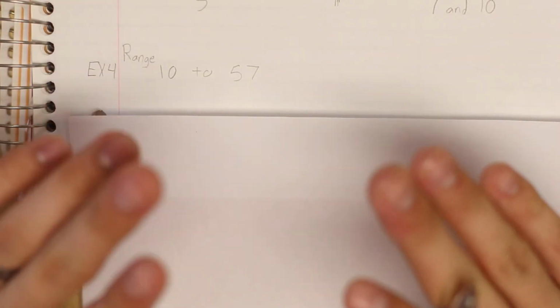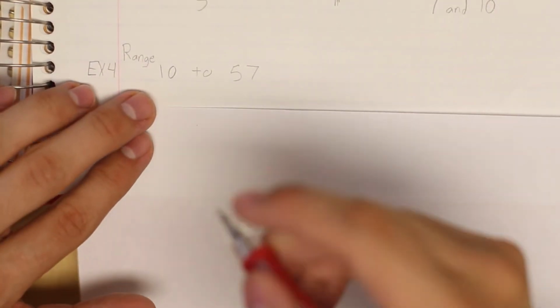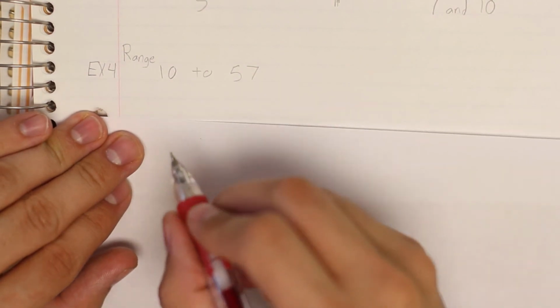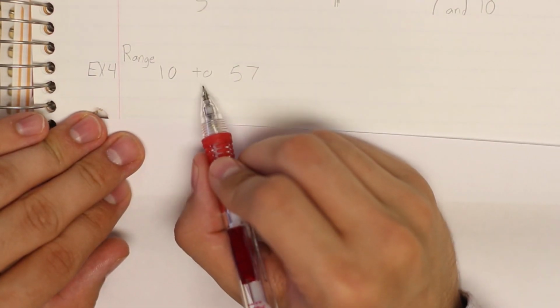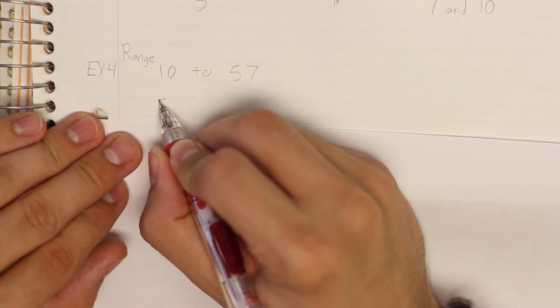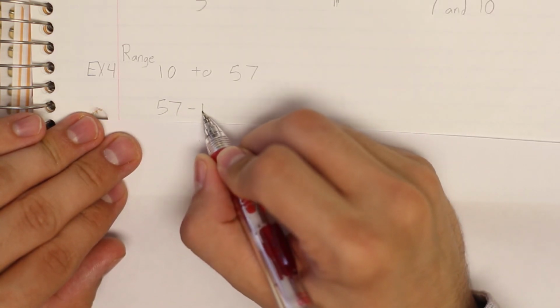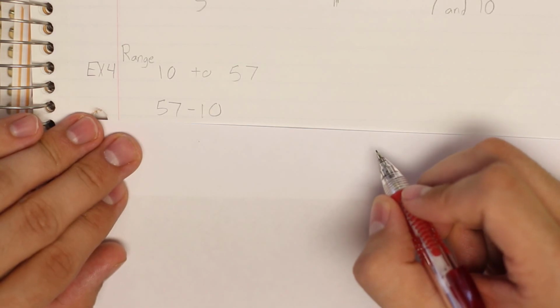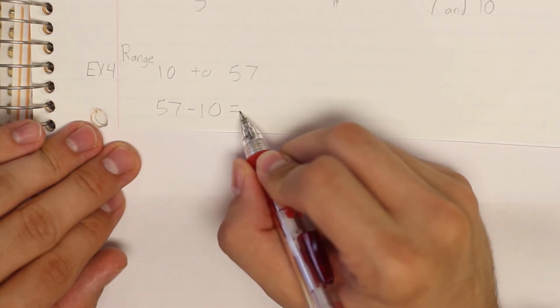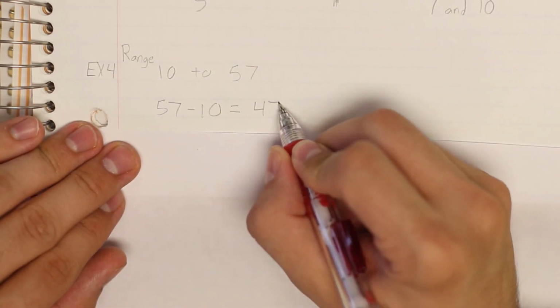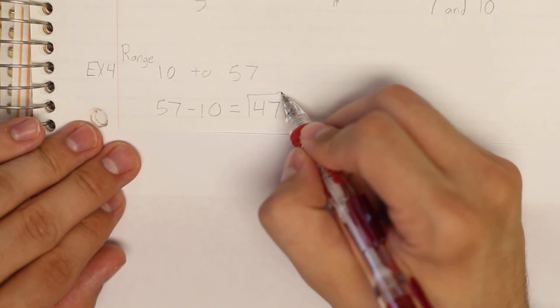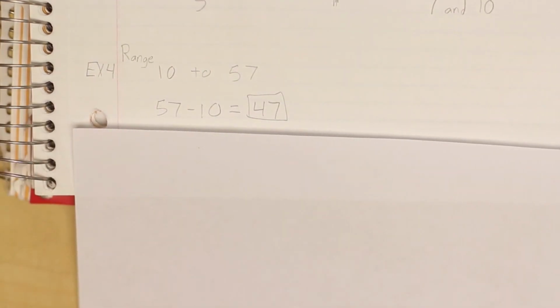All you have to do is this. You're going to subtract to find out the range, the amount of numbers that they actually cover. So if you're told the range is from 10 to 57, you're going to take the larger number, subtract the smaller number. Okay? And that would get you 47, and that's the range. That's all you do, okay?